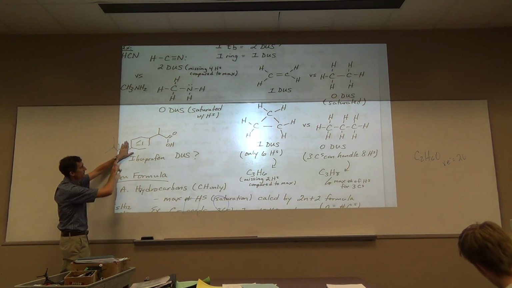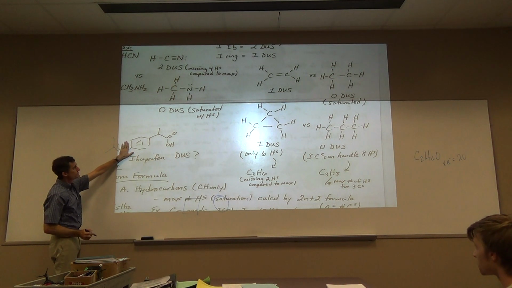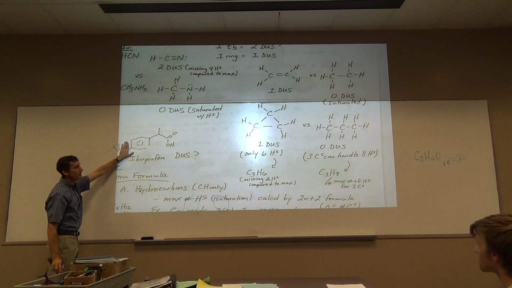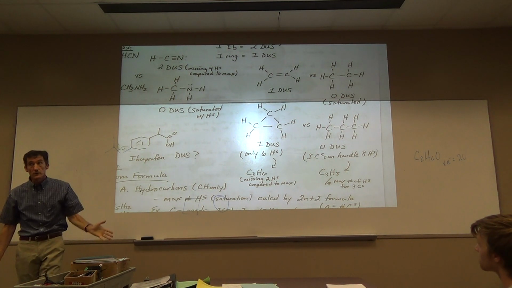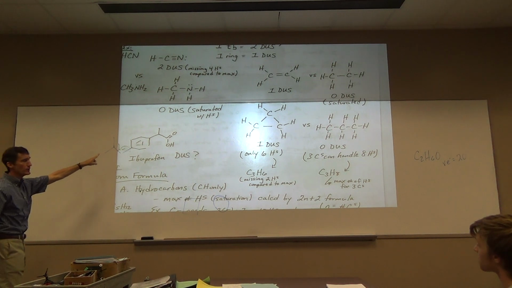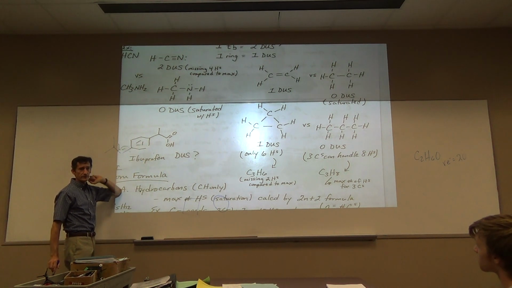There's nothing out here. How many DUS do you see? 5. I see 4 double bonds, 4 pi bonds, and 1 ring. 5. Okay?